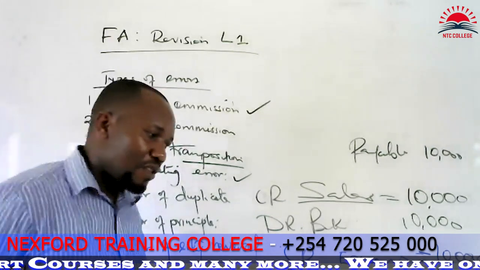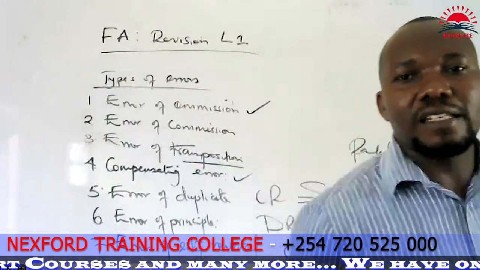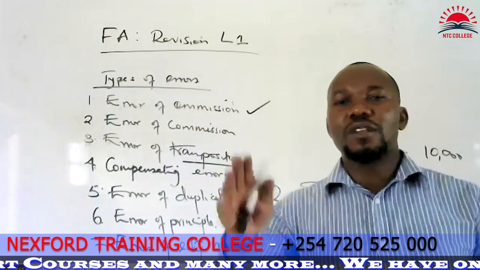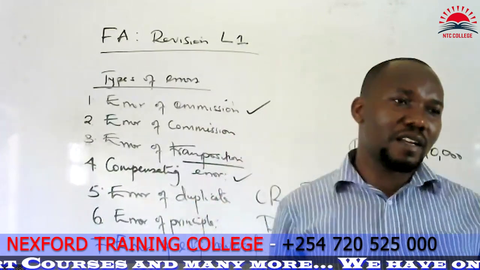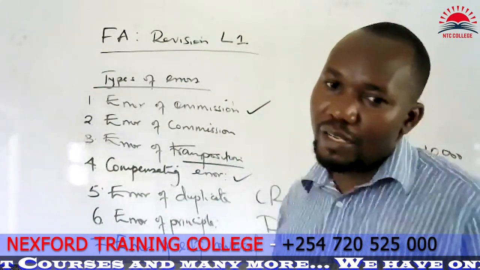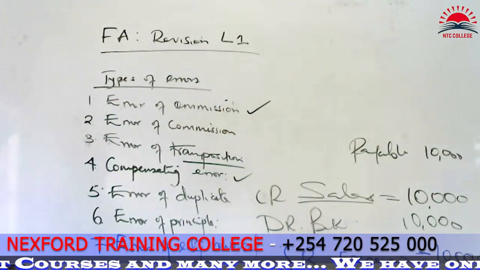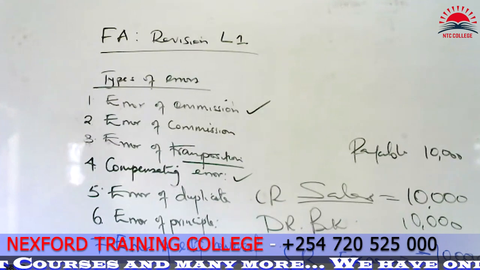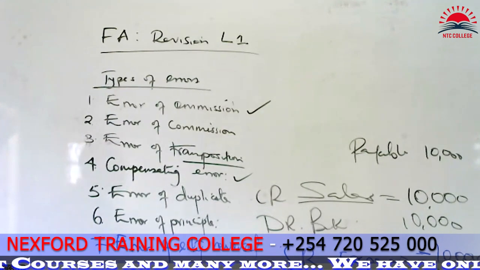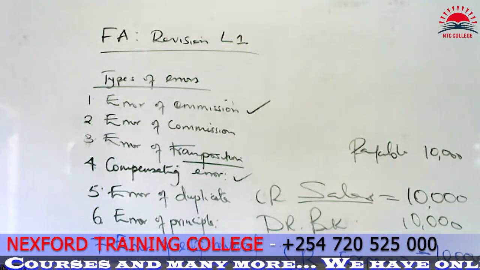When you commit error, you made the wrong entry, but it is complete. It is wrong, but wrong in both accounts. The debit side is wrong, the credit side is wrong with the same amount. That is commission. That will not be realized by the trial balance. The next one is error of principle. And I'll give you an example. The trial balance will not realize that. Compensating error. So I gave an example with that, right? Compensating error. The trial balance will not realize that.